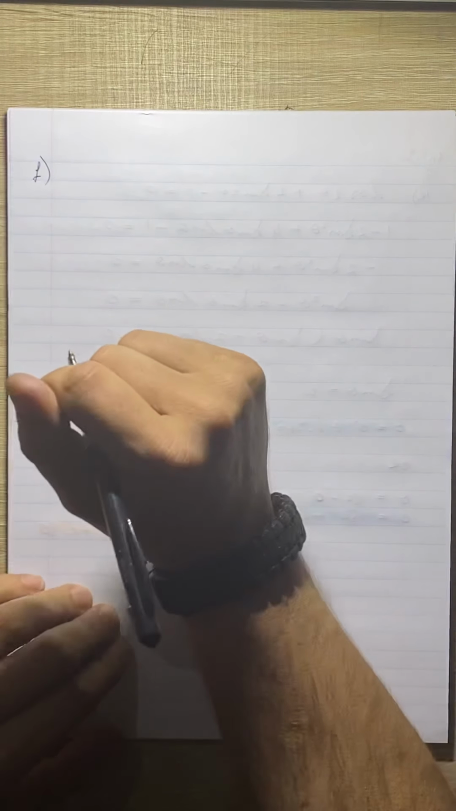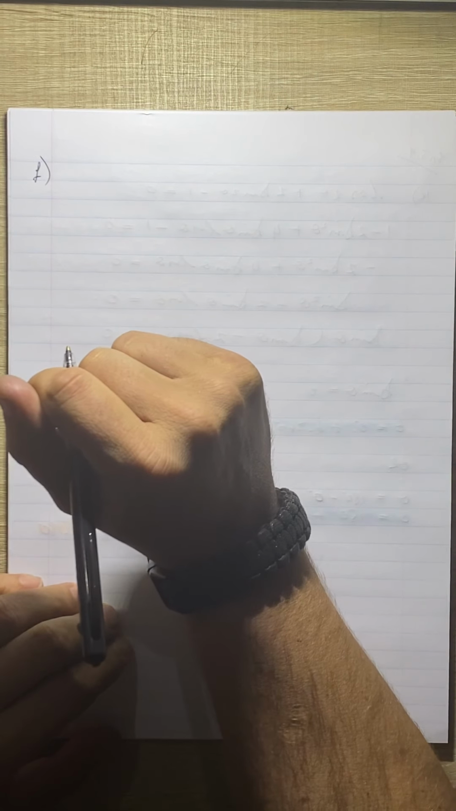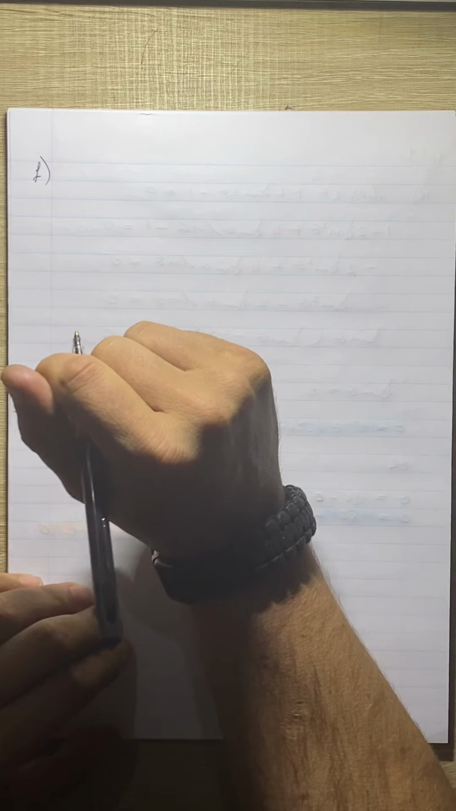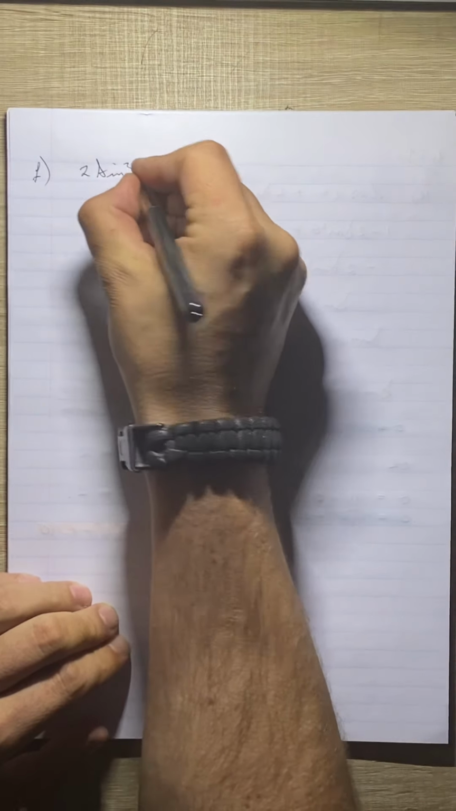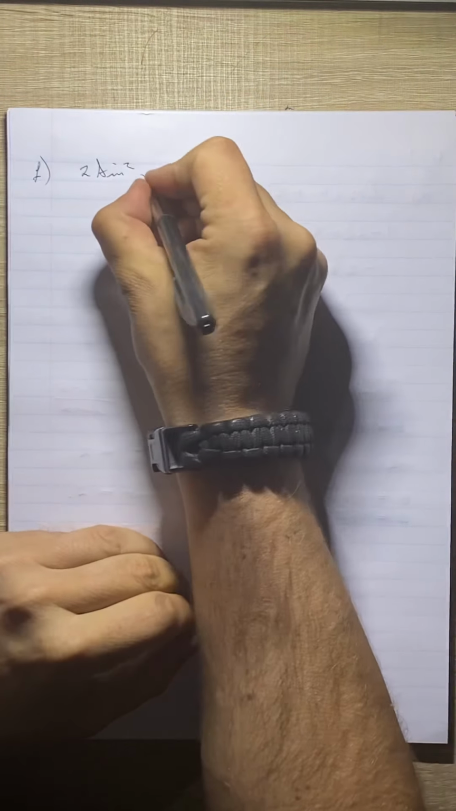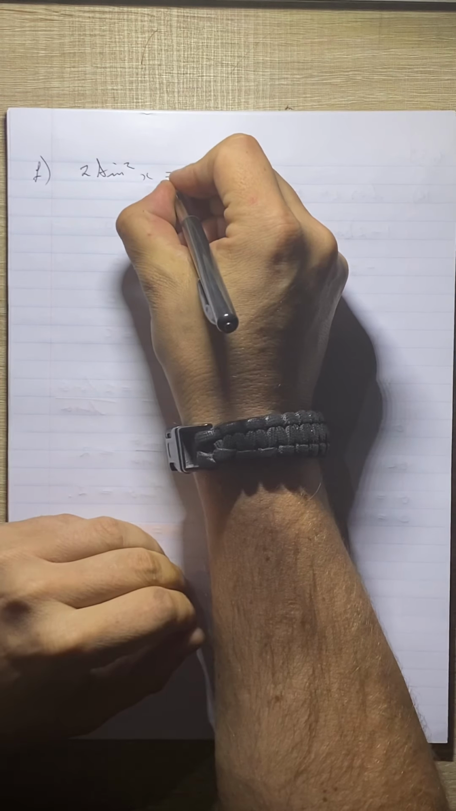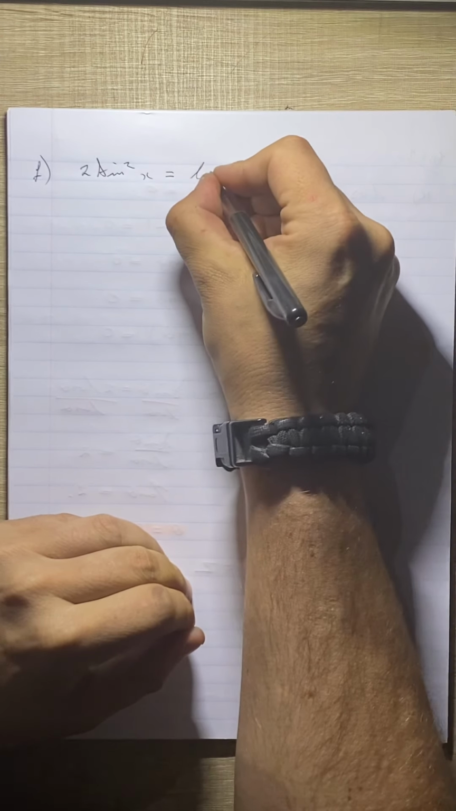Okay, again, it's just saying solve the equations correct to 1 decimal place. So question F is 2 sine squared x is equal to cos 2x.